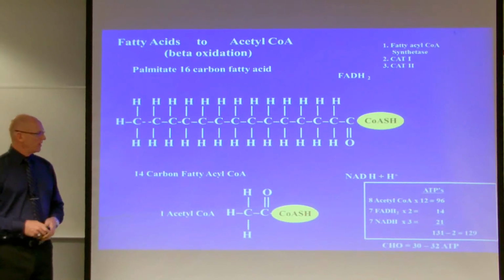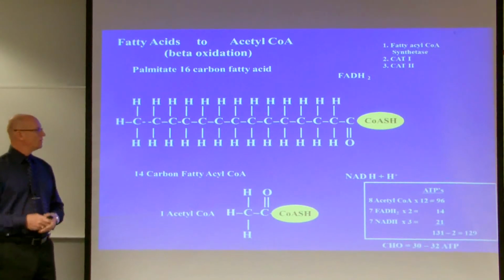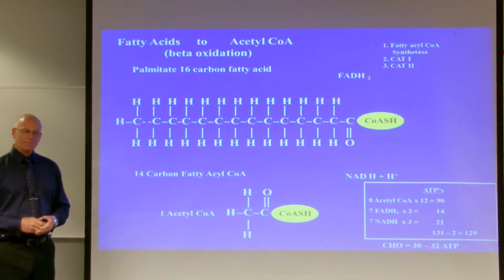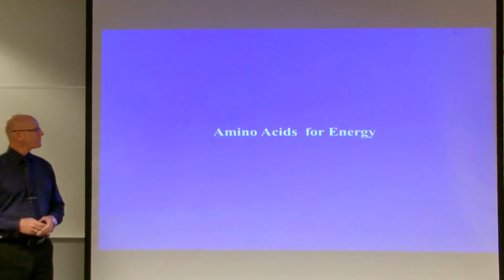Now, this is in comparison to a 6-carbon molecule of glucose, which will yield 32 ATPs. So you get much more energy from a fatty acid than you would from carbohydrate. But carbohydrates are needed specifically for certain tissues, and I'll show you that coming up.